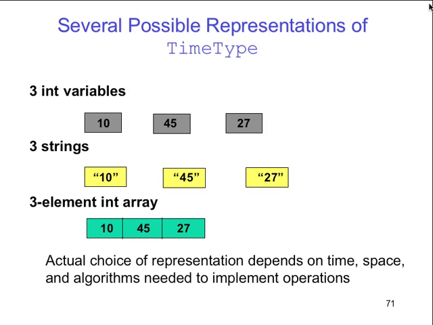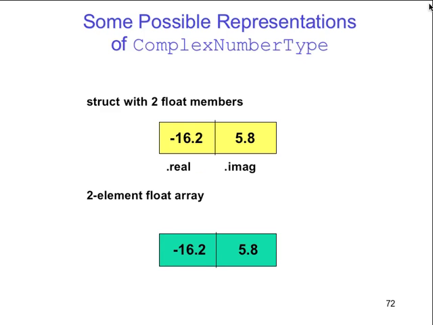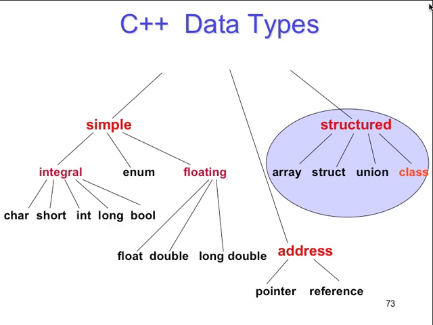All right, let's look at the time type just to finish this up, so I should find a good stopping point for next time. So we have several possible representations of the time type. As an example, we can have 3 integer variables, hours, minutes, and seconds. We can have 3 strings. We can have an array that keeps it all in. So we can have separate implementations of the same particular concept when we create our type. The actual choice of the representation depends on the time, space, and the algorithm that's needed to implement the operation. Some possible representations here might be a structure with 2 float members in it, maybe a 2-element float array or something. So the implementation can be separated.